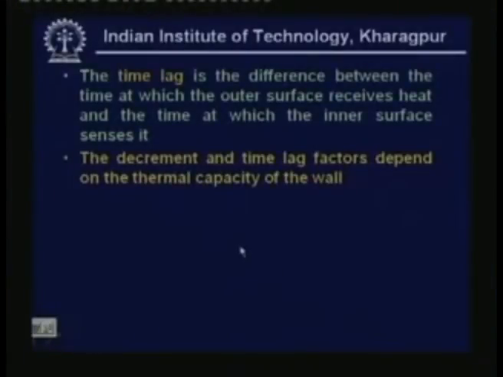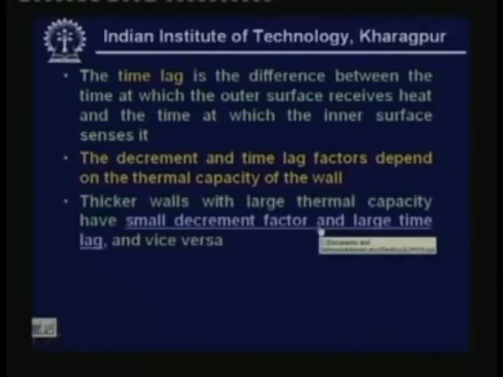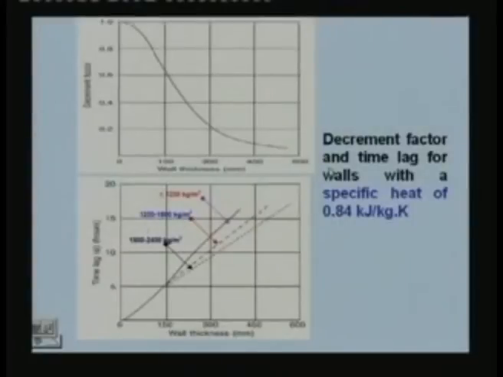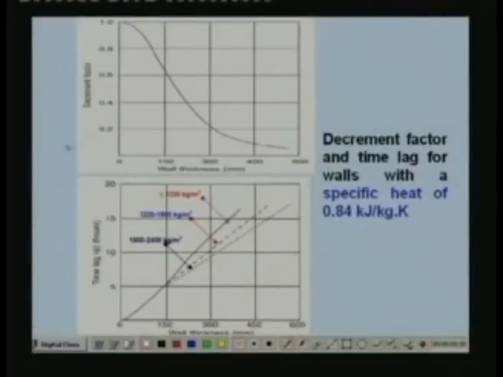And the decrement and time lag factors depend on the thermal capacity of the wall. Obviously, the thermal capacity of the wall depends upon the density of the wall, the thickness of the wall, and the specific heat of the wall. Thicker walls with large thermal capacity have a small decrement factor and a large time lag, and vice versa. So let me show that variation of decrement and time lag factor. This graph shows the decrement factor as a function of wall thickness.